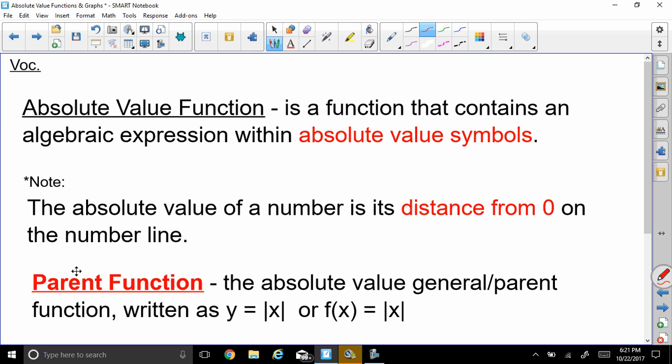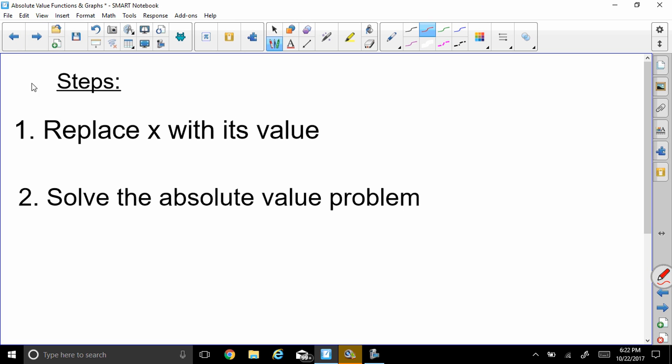There's something called the parent function, the general parent function, written as y is equal to the absolute value of x, or remember, y is another way of saying f of x equals the absolute value of x. So your steps are: step 1, replace the x with its value. Step 2, solve the absolute value problem.